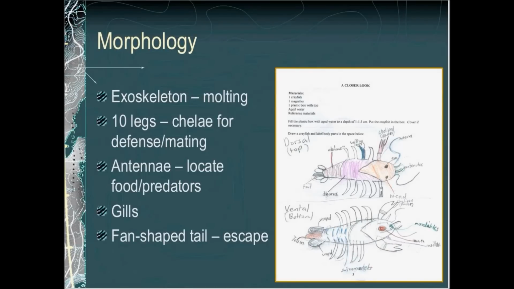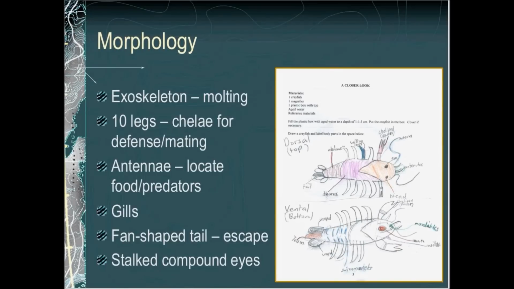The other thing, if you've ever actually tried to catch these by hand, they use that fan-shaped tail and that highly muscularized abdomen in order to escape, and they're very, very, very good at doing that, and do so in a backwards motion.